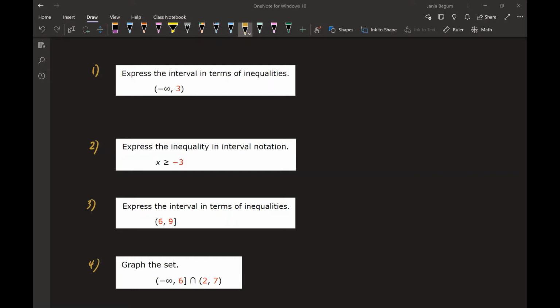Okay, so let's go ahead and work on these. If you haven't finished, that's fine. Just check your answers with mine for the ones you have finished.